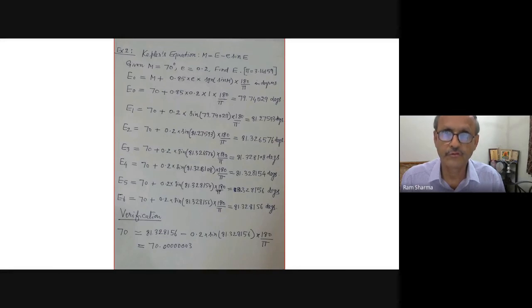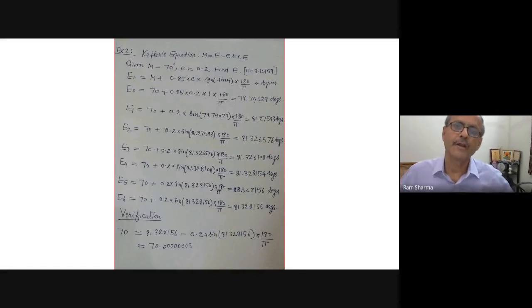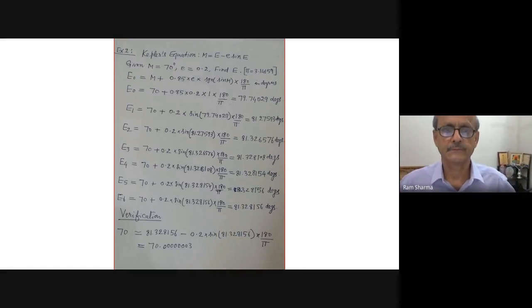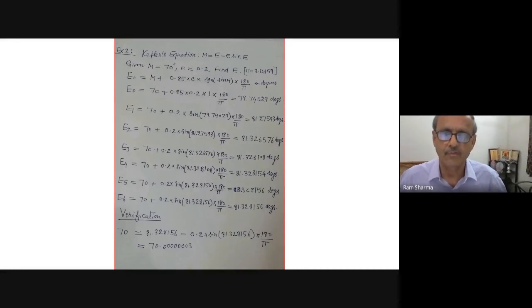So this iterative method does work for 0.2 itself, and even for 0.3 it will work. So this is a simpler solution of Kepler's equation. Because my students had still not learned Newton-Raphson's method in the second year, when this was being taught, I thought this method is quite okay. For 0.2 it works, for 0.3 it works.